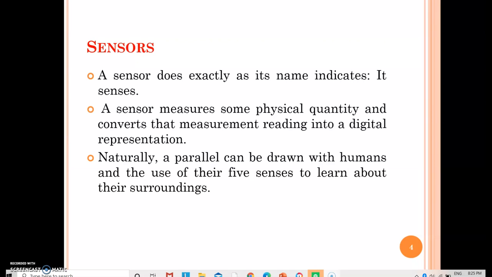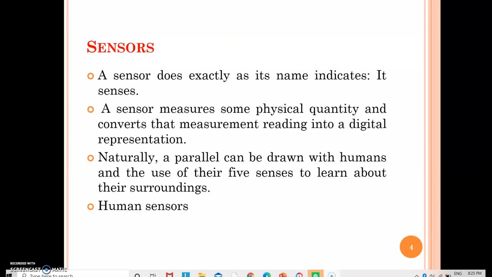So human senses do not operate independently. We know that the one who controls the human senses is nothing but our brain. So they complement each other. The human senses complement each other, compete together, empowering the human brain to make intelligent decisions.